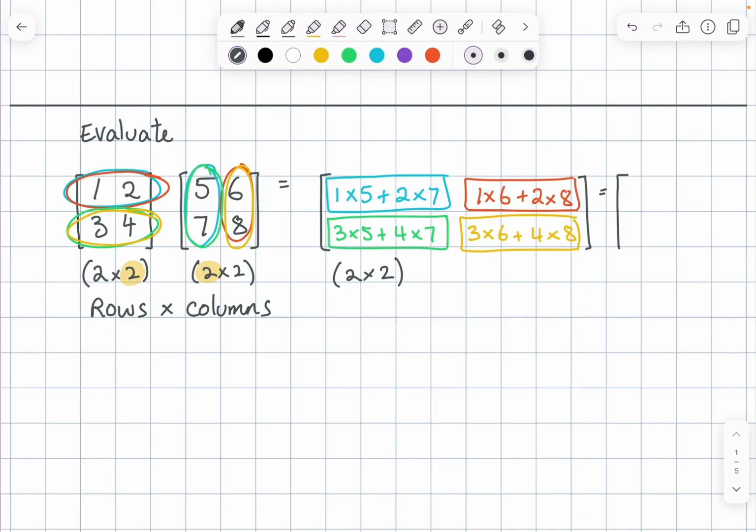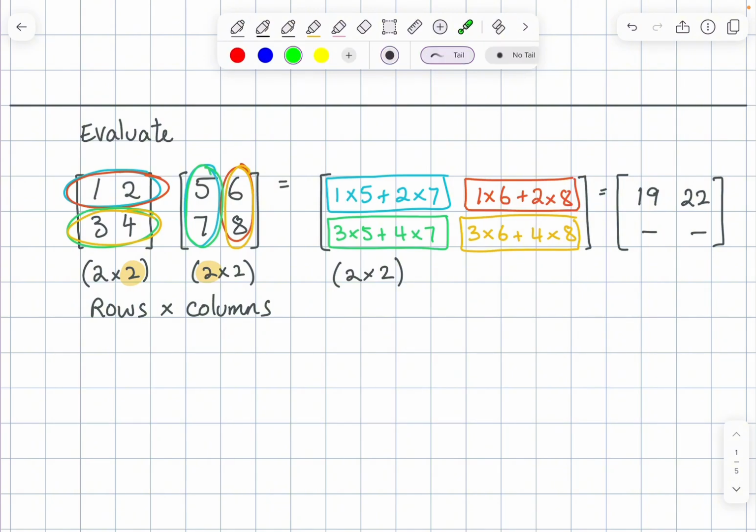So for example, we'd have 1 times 5 plus 2 times 7, so 5 plus 14. That's going to be 19. 1 times 6 plus 2 times 8, that's 16, and 6, 22, etc. And then you do the last two.